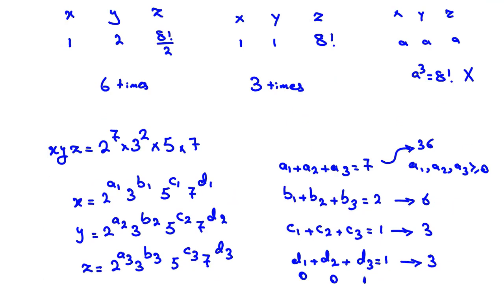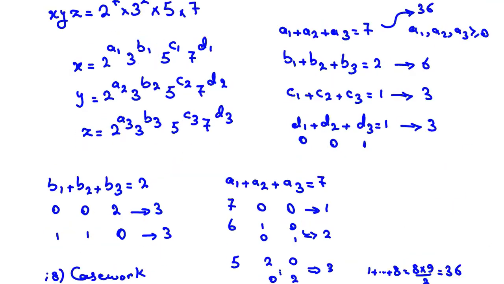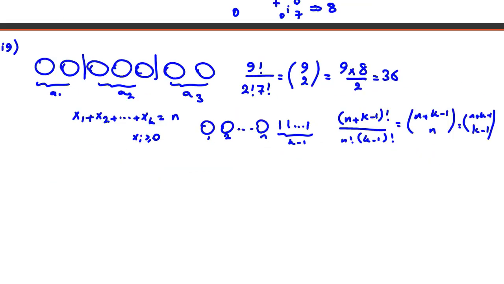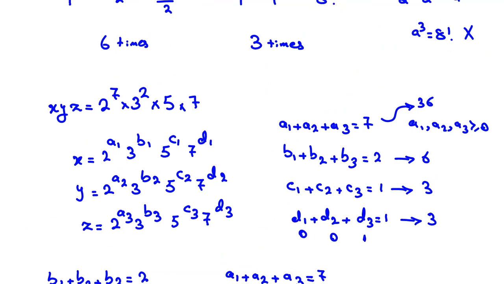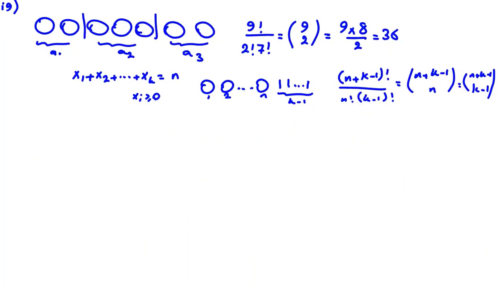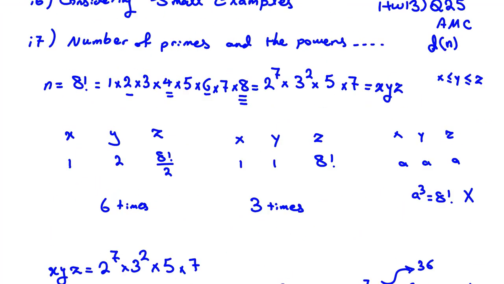Okay. So it was 36, 6, 3, 3. Now let's calculate the rest. Let me open a new page. So the answer for all x, y, z, without considering the order, is what? 36 times 6 times 3 times 3. And if we calculate, it will be what? So let's write like this first. And we said we calculate each of the cases like this: 3 times, 6 times, this 3 times.